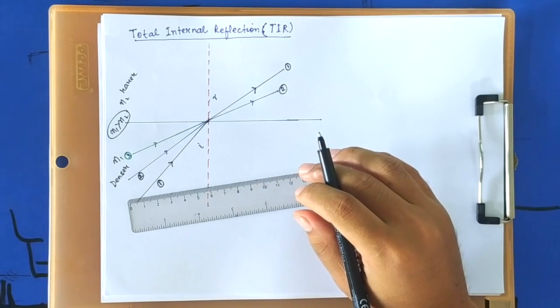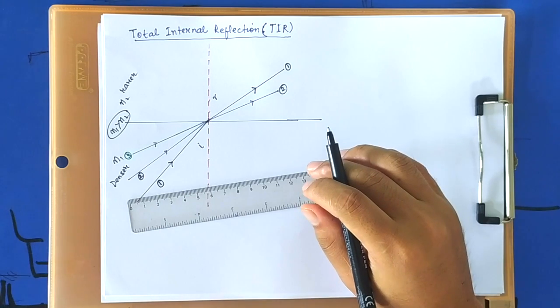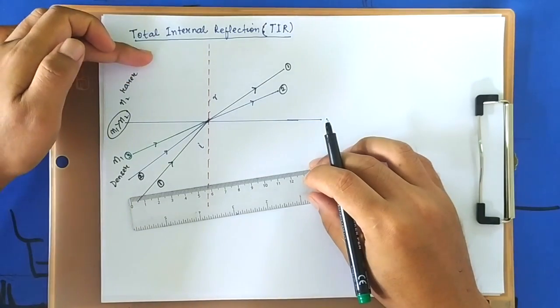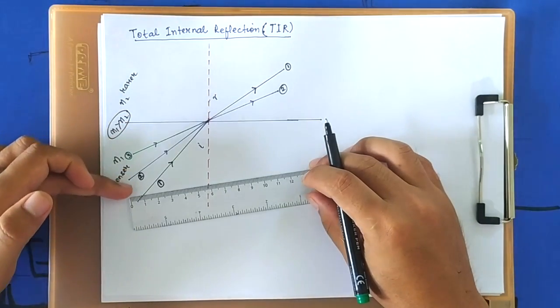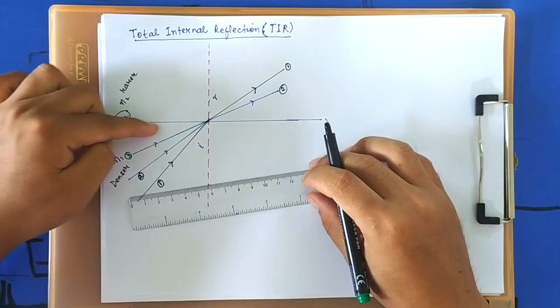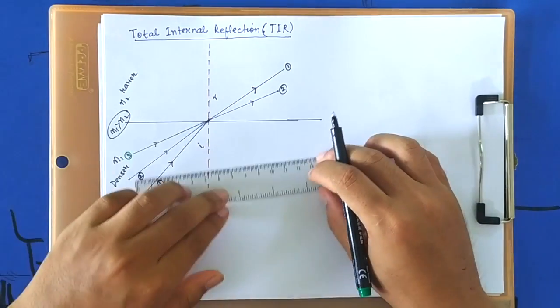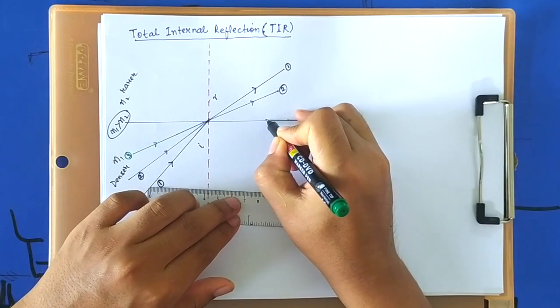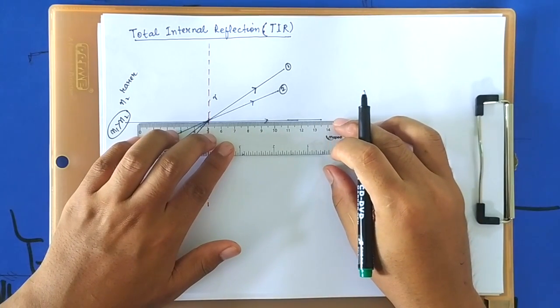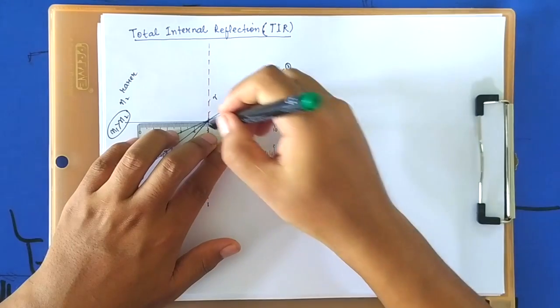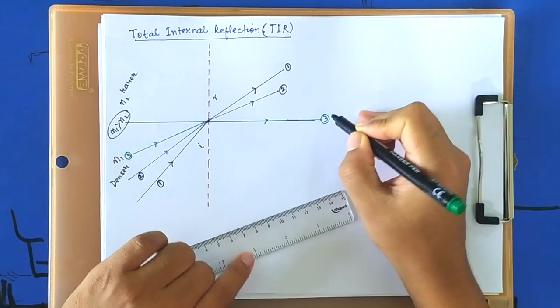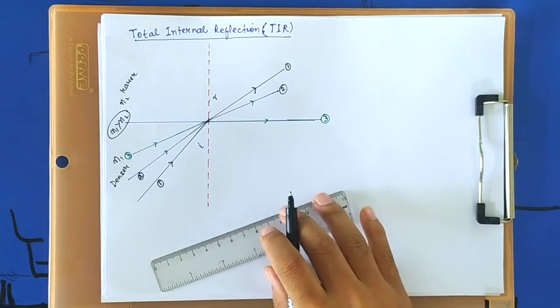Angle of incidence, from an air medium to a glass medium, at the interface there is refraction. The refracted ray.